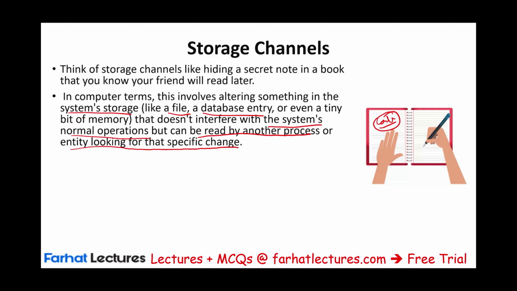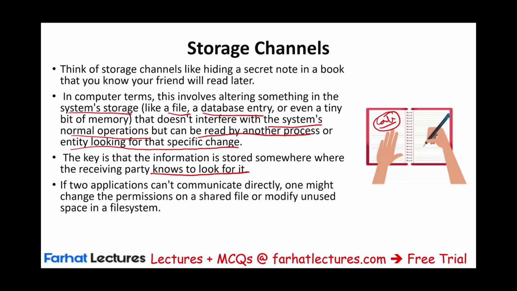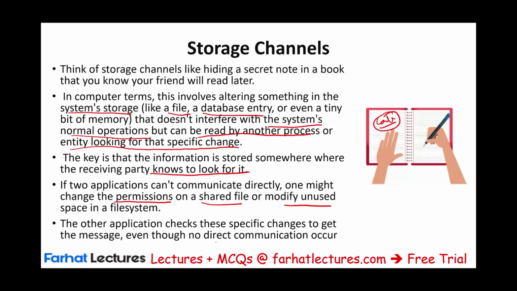And you will tell the other party to look for it there. The key is that the information is stored somewhere where the receiving party knows where to look. So you wrote a message, you stored it, and you told them where that information is located. If two applications cannot communicate directly, one might change the permission on a shared file or modify unused space in a file system. The other application checks for these specific changes to get the message, even though no direct communication occurred. So you left a kind of secret code for the other party to find. The reason it's called storage is that you placed it somewhere and you told them about it.